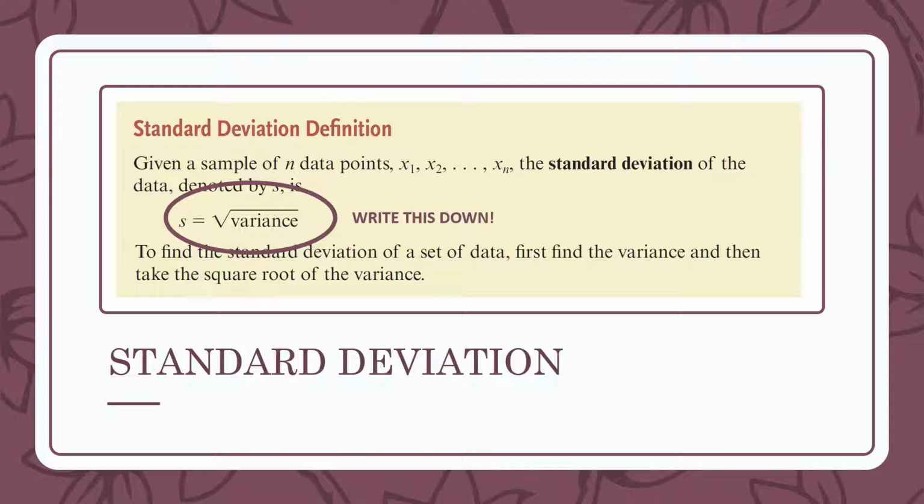And then at the bottom, this is also important. You may also want to write this down. It says to find the standard deviation of a set of data, first find the variance, and then take the square root of the variance. So to find the standard deviation, you find the variance, and then take the square root of the variance, and that'll give you the standard deviation.